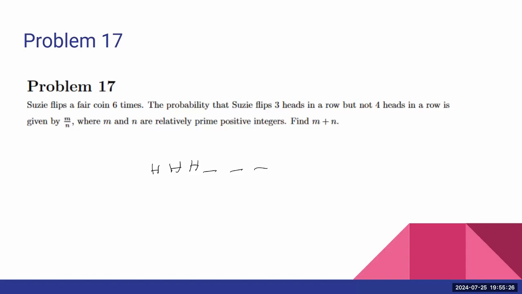So how many ways are there to choose this one? You're saying it could be heads or tails? We have 3 heads, and then, okay, yeah.